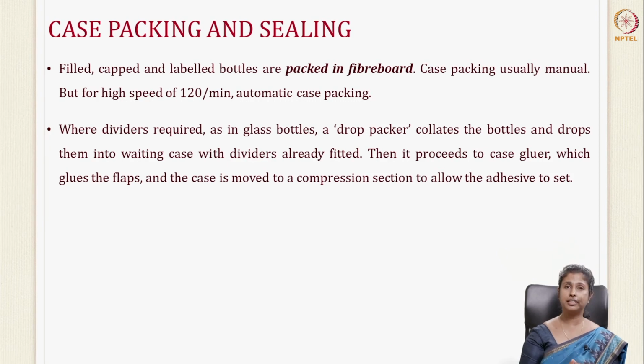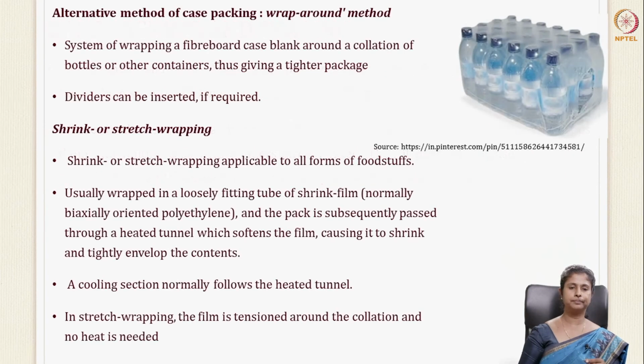You must have seen corrugated fiber boards containing glass bottles which have got cardboard dividers in them. This is mainly to prevent breakage between the glass bottles during shipment or transportation. So when these dividers are required, the glass bottles are packed. There is a drop packer, and this collates the bottles and drops them into the case with the dividers that are already fitted. And then it moves on to the gluer, which glues the flaps, and the case is moved to a compression section where the adhesive is allowed to set. So now the whole thing is ready to be packed and ready for shipment.